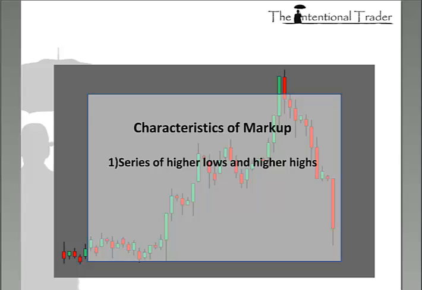They want to get it up there and then test it and see if price can hold at these higher points, or do they need to back it off and consolidate for a longer period of time before they try it again. So they're going to push it up, and when you see a series of higher lows and higher highs over a short period of time, this is going to be characteristic of a markup, and it's going to happen as soon as you see it break out of the range that it's been trading in.